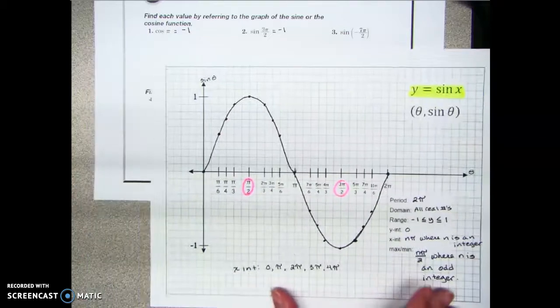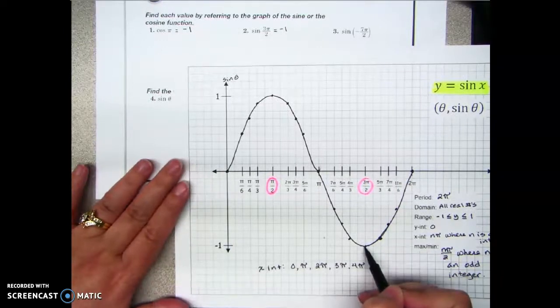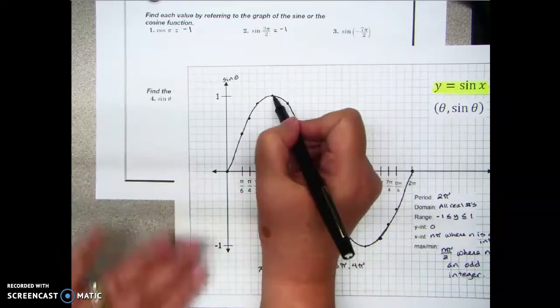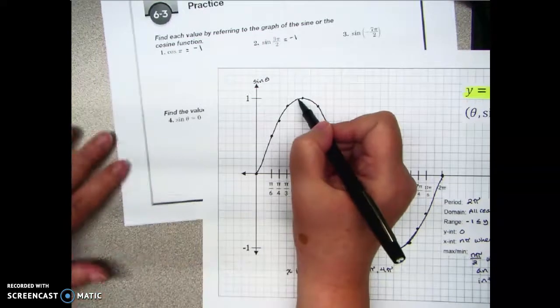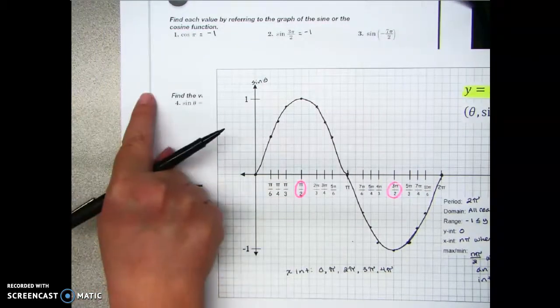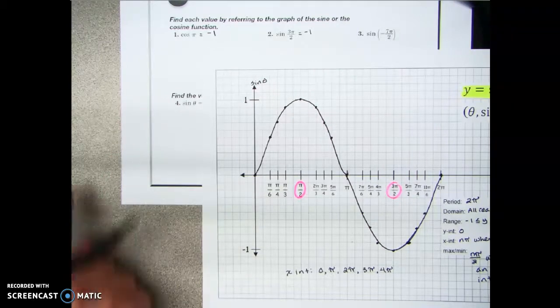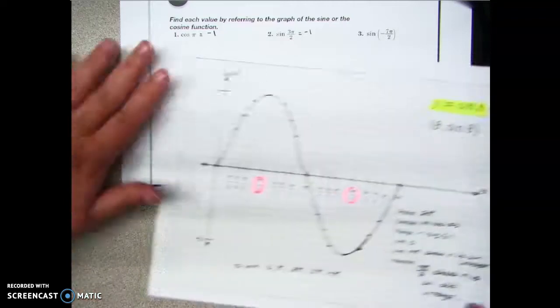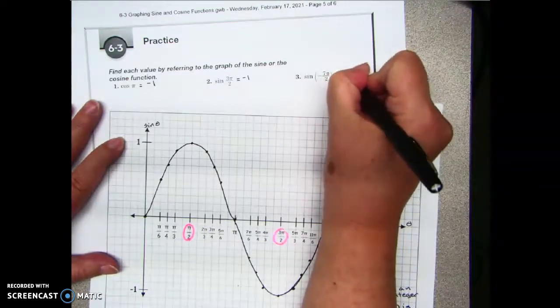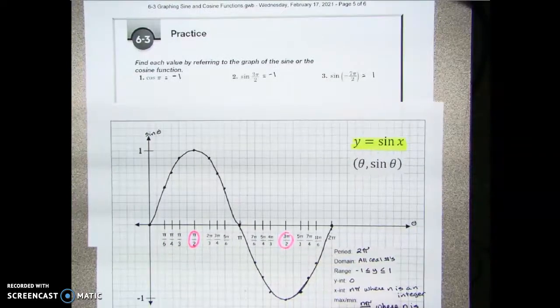So let's see if we can plan this out. I've got a minimum at 3 pi over 2, a maximum at 1 pi over 2. So then I would have a minimum at -1 pi over 2, a maximum at -3 pi over 2, a minimum at -5 pi over 2, and then a maximum at -7 pi over 2. So that means we are at our maximum value of +1. We're just using patterns of the sine function in order to figure this out.